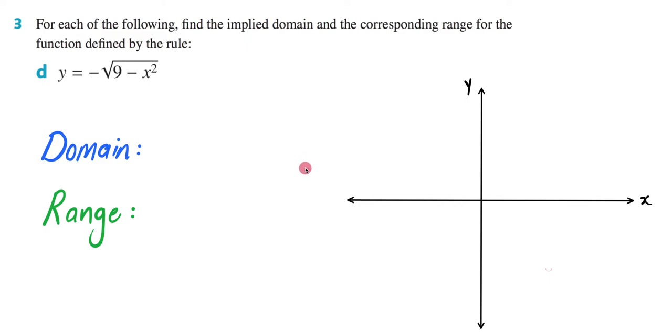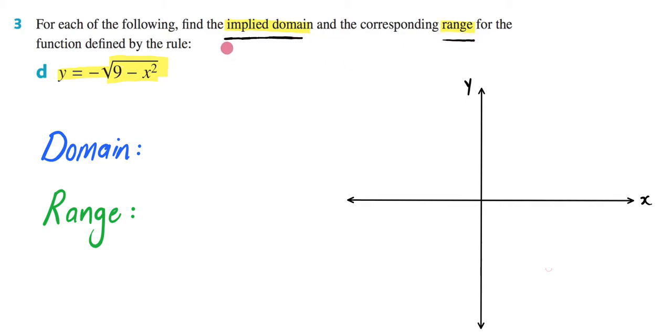So we're doing exercise 5D, and in this video I'll be answering question 3D, which says, for each of the following, find the implied domain and the corresponding range for the function defined by the rule, and here we have y equals negative the square root of 9 minus x squared. So we're being asked two things in this question. We need to find the implied domain and the range.